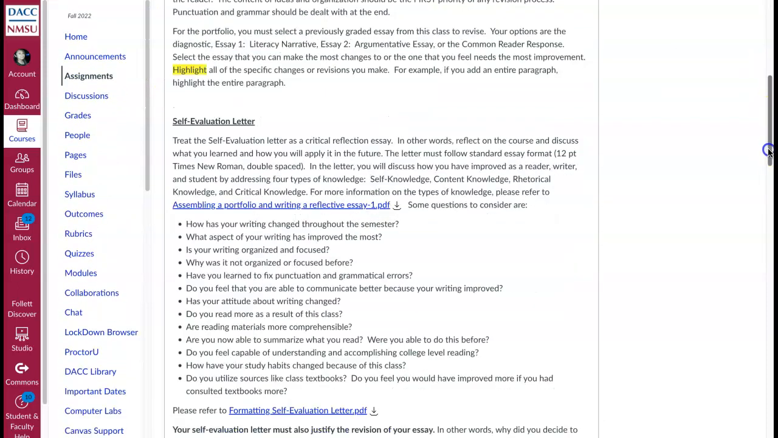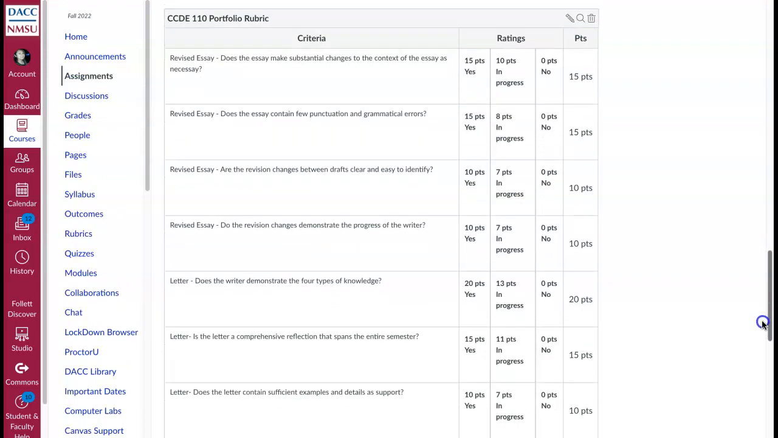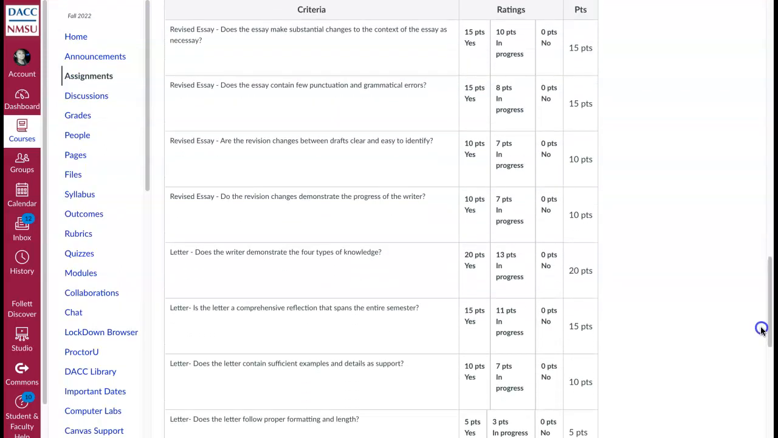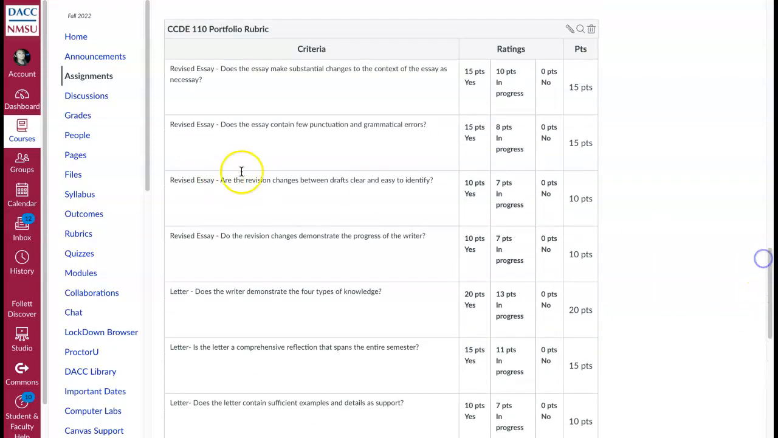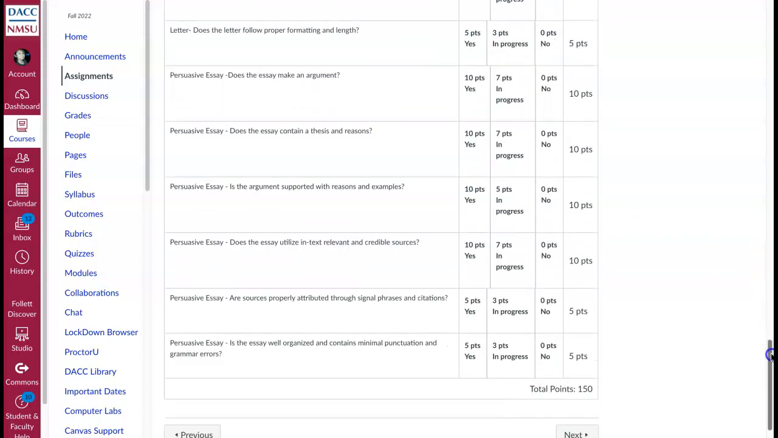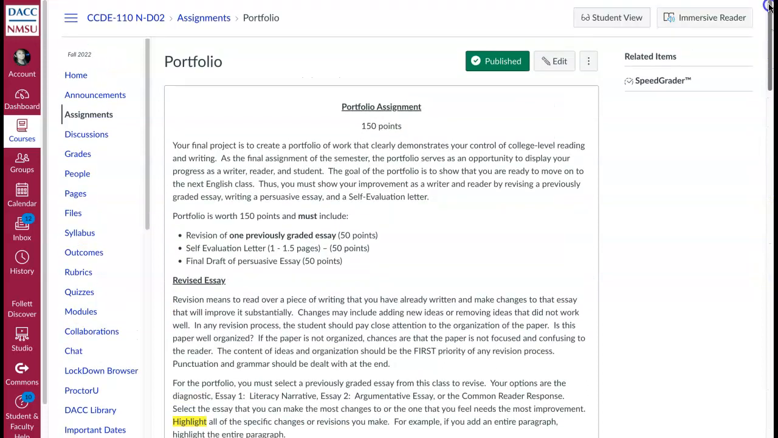You also want to make sure that you scroll all the way down so that you can view the rubric. The rubric tells you how the grade is going to be determined. So it tells you what each criteria is worth. So you want to make sure that you look at it, and I divide it up between revised essay, letter, and persuasive essay. So you want to make sure that you go ahead and look at that.